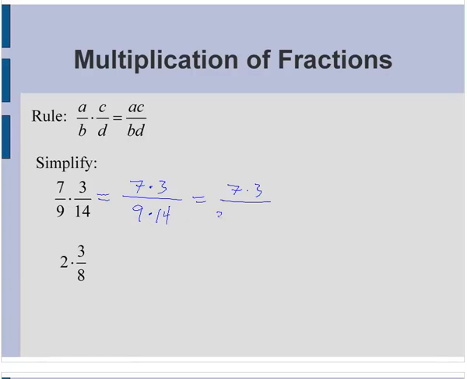9 can be written as 3 times 3. 14 can be written as 2 times 7. And now I see some common factors. I can remove the factor of 7. I can remove the factor of 3. Well, now wait a second. What remains in the numerator? Well, I could have always put in a 1 times, right? Because 1 times anything doesn't change anything, right? 1 times 7 is still 7. And so this reduces to 1 over 6.